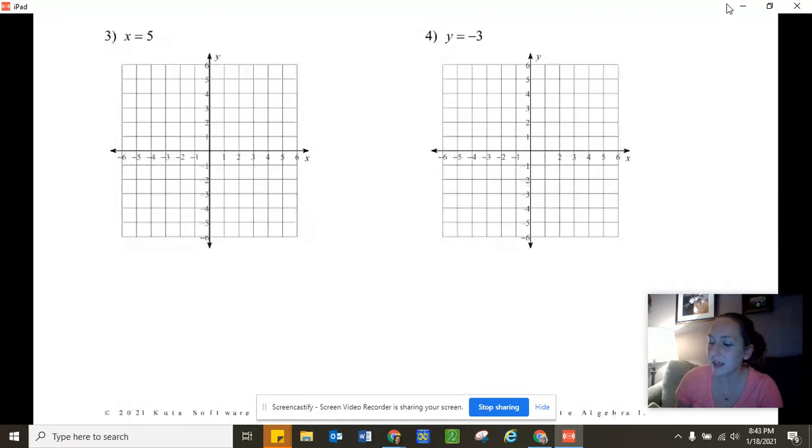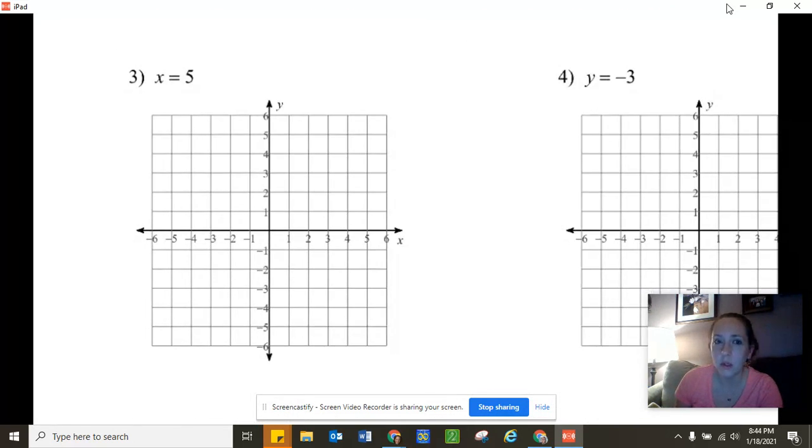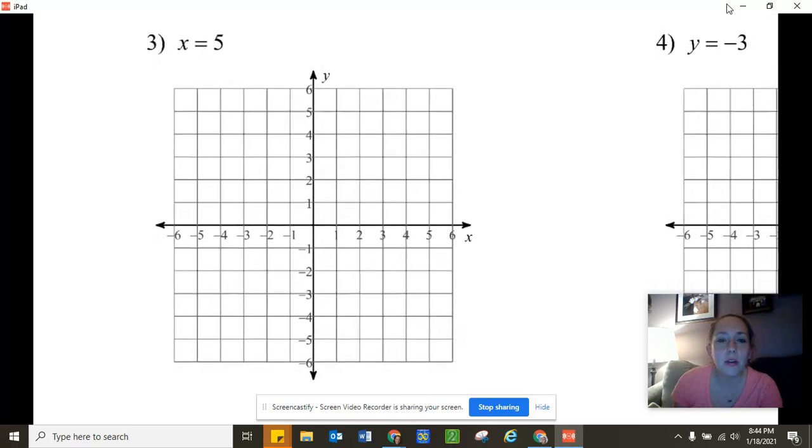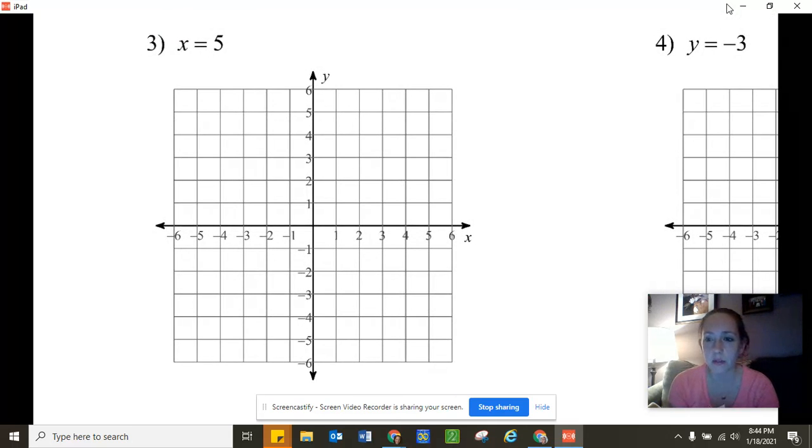The last thing I just wanted to review with you, to remind you, is that if you ever have x equals a number, so it's a constant function, it's just x equals 5, you go where x equals 5, which is right there. It says x-axis.